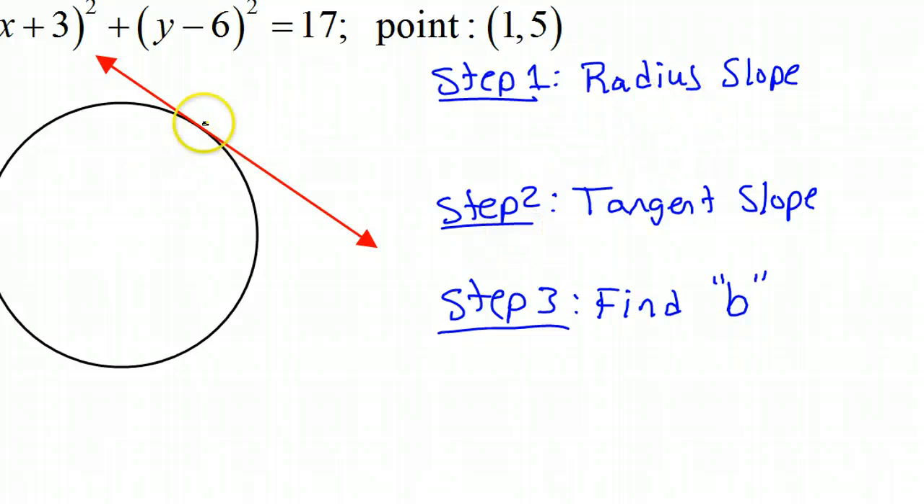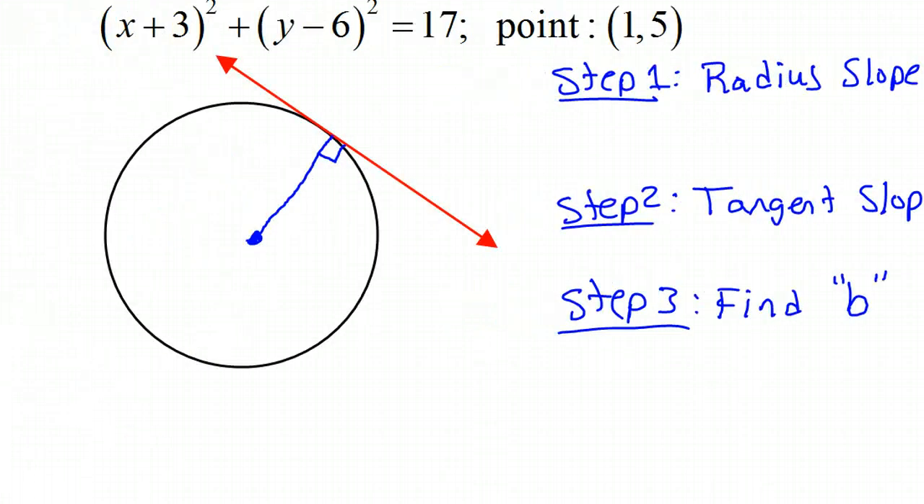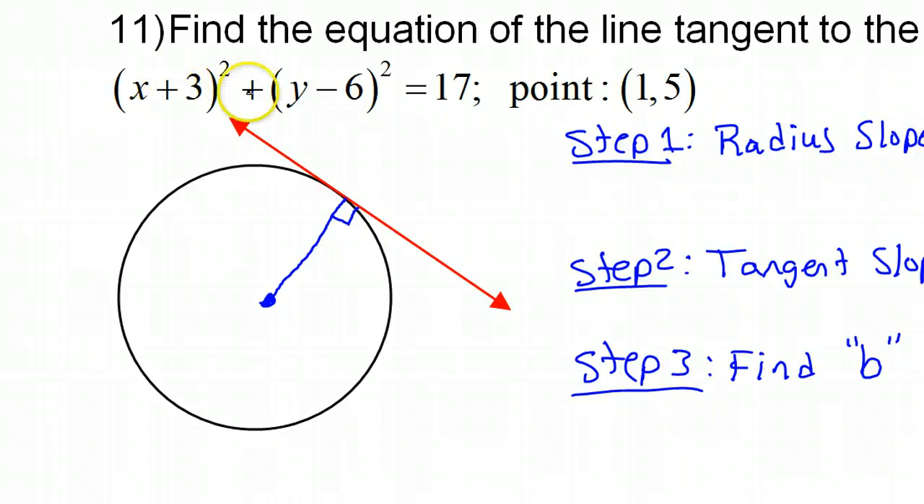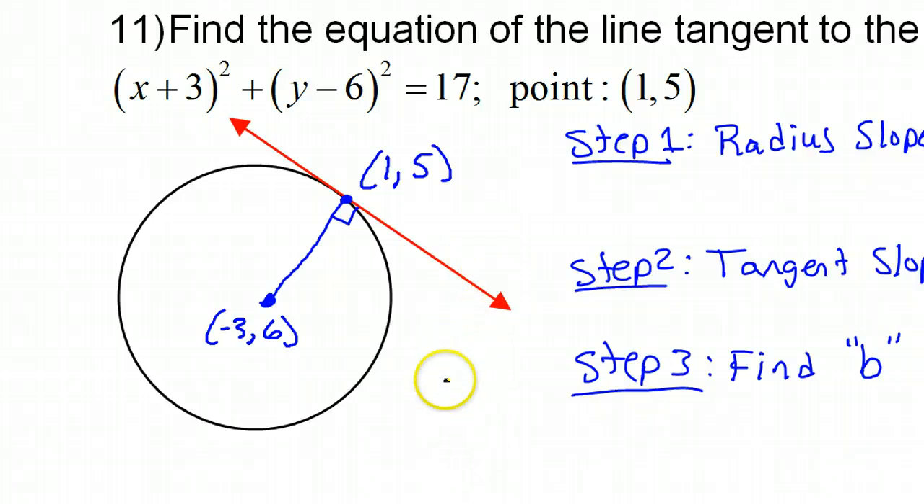So slope of the radius. We have a center point in here somewhere and a radius. The radius and the tangent are always perpendicular. You should know what the center is based on these numbers here. So the center is going to be -3, 6. So there's my center. The point of tangency is the point 1, 5. So we have that.